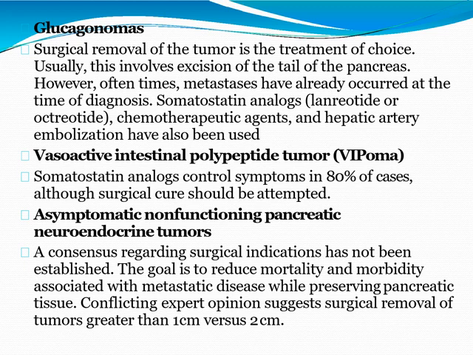For asymptomatic non-functioning pancreatic neuroendocrine tumors, a consensus regarding surgical indications has not been established. The goal is to reduce mortality and morbidity associated with the metastatic disease while preserving pancreatic tissue. Conflicting expert opinions suggest surgical removal of tumors greater than 1 cm versus 2 cm.